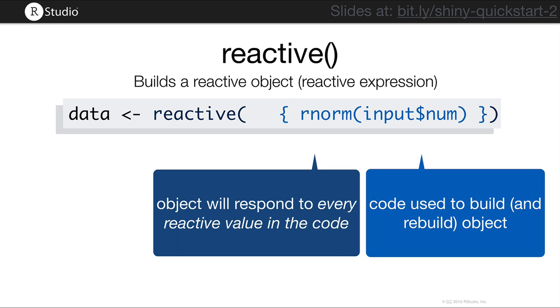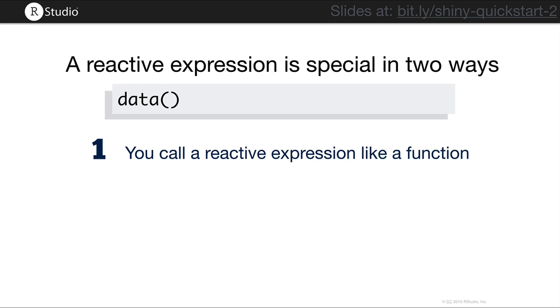Reactive expressions sort of emulate R objects. You create them and then you use them again later. But they're actually different in a couple of ways. The first way, the most important for avoiding errors, is that reactive expressions are technically functions. If you want to use the data that we store in data later on in your code, you'll have to call data as if it were a function. That means you'll have to put an open and close parentheses behind the name data. There are no arguments involved, just open and close parentheses.